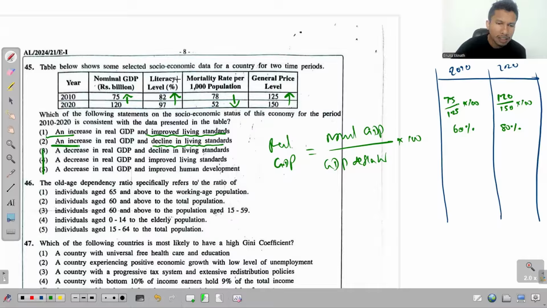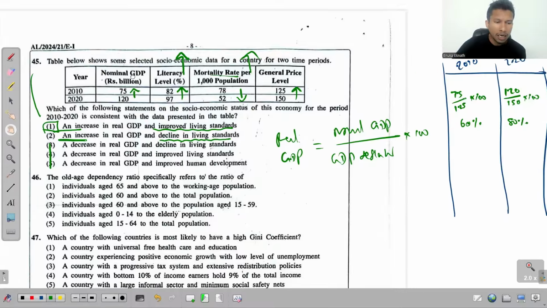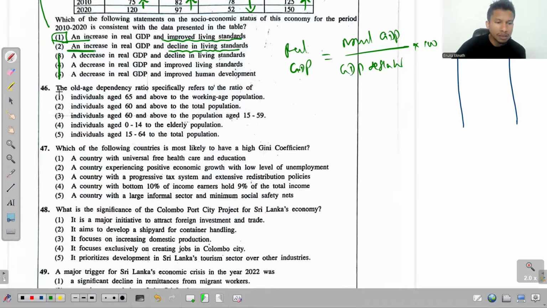Literacy level has increased and that's really good. Mortality rate has decreased and that is also really good. So what has happened to the overall standard of living? That has increased. And that's why we choose this first one to be the answer. So simple. Right. Now look at this question 46.